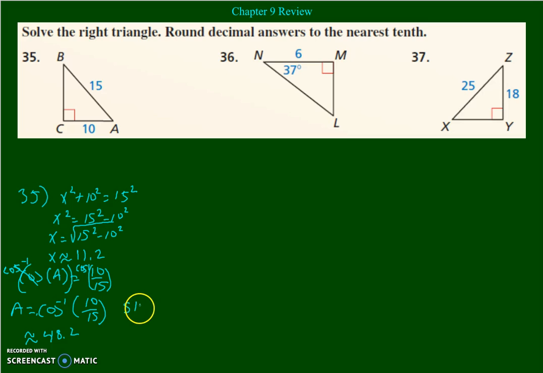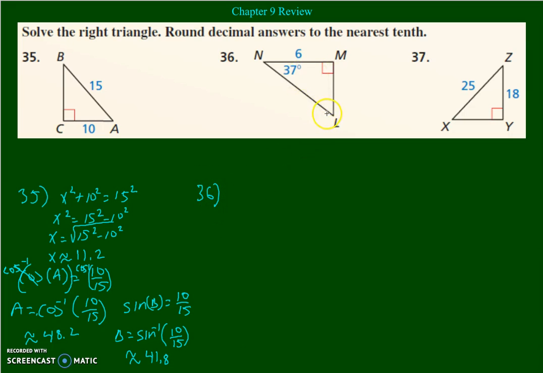So sine of B equals 10 over 15. And B is arc sine. I did the same thing I did here, only with arc sine. Arc sine of 10 over 15. And B is approximately 41.8. Now for 36.